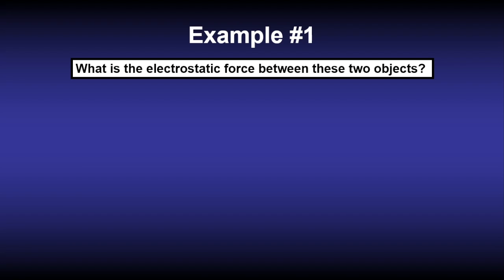Let's take a look at our first example here. What is the electrostatic force between these two objects? Charge 1 has a charge of negative 2 coulombs, and charge 2 has a charge of positive 2 coulombs. First thing I want to note here is that one of these is negative and one of these is positive. So I know that the force is going to be attraction, that these two objects are going to be attracted to each other.